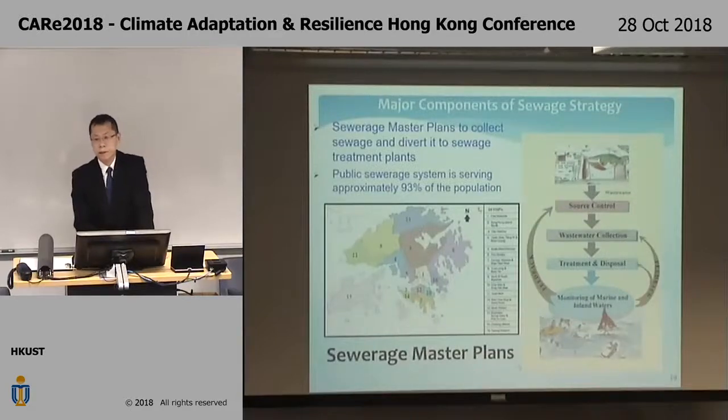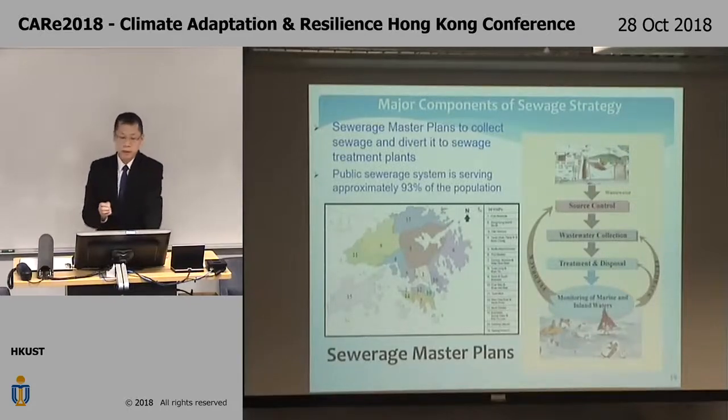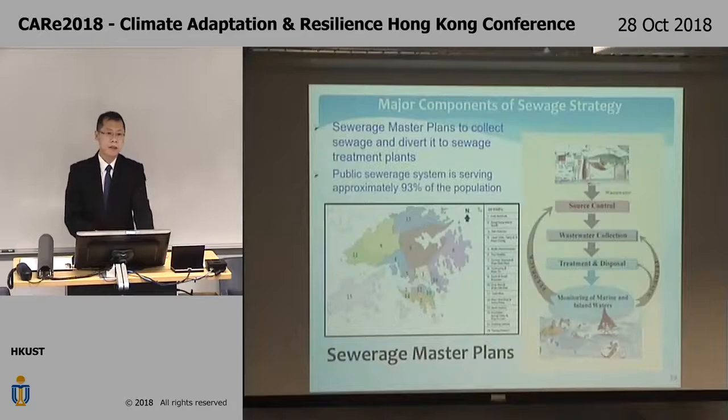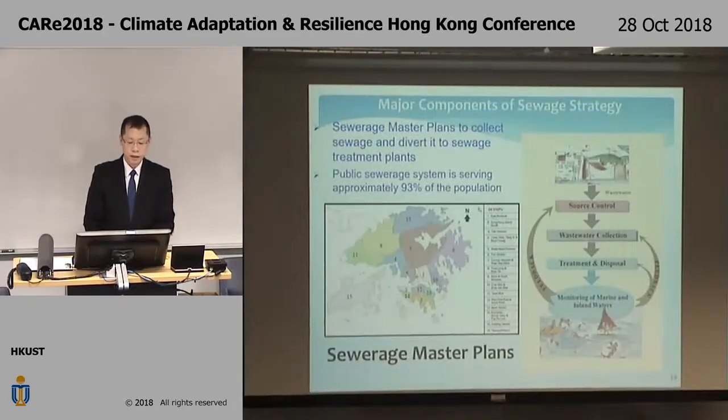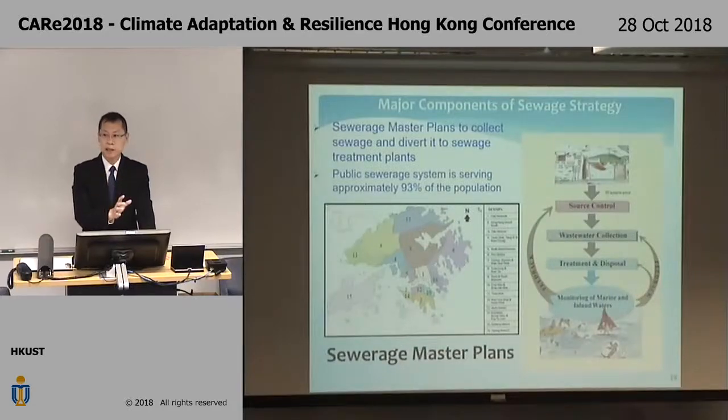Sewage strategy. As you all know, Hong Kong is densely populated. We have many people coming here, so every day, everyone generates a lot of sewage. It's essential to collect it and properly treat it. So we have come up with what we call a sewage master plan. We divide Hong Kong into around 16 to 18 areas, and then for each area we consider the intended populations, their distribution, how we can collect their sewage more efficiently, how we are going to treat it, and where we are going to discharge it.